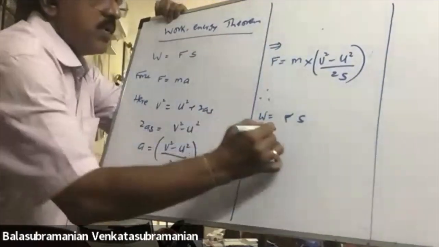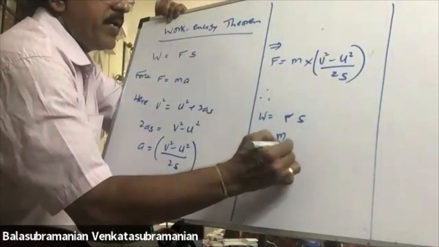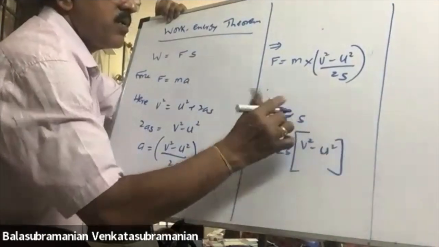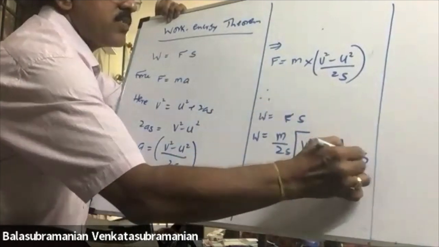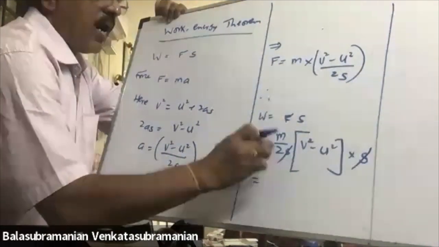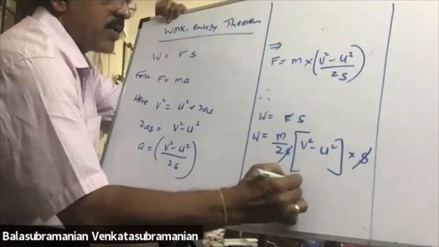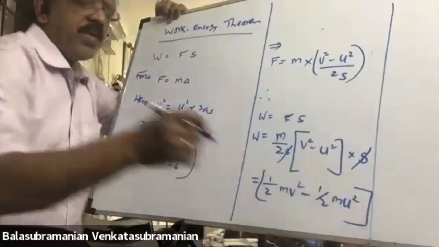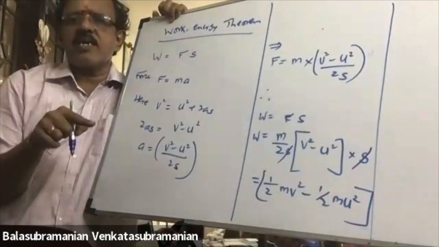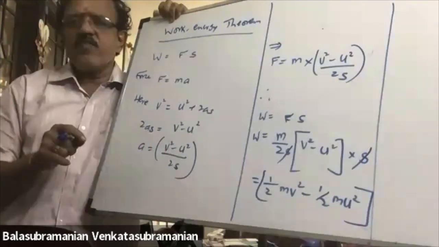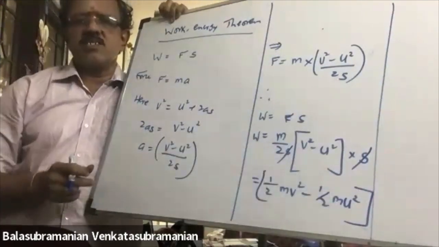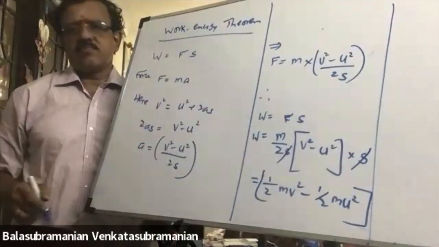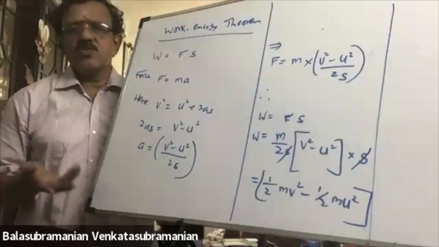That is M by 2S. You take it out: V square minus U square into S. S cancels. So half M V square minus half M U square. Half M V square is final kinetic energy. Half M U square is initial kinetic energy. So change in kinetic energy is nothing but work done. So this is the work energy theorem.